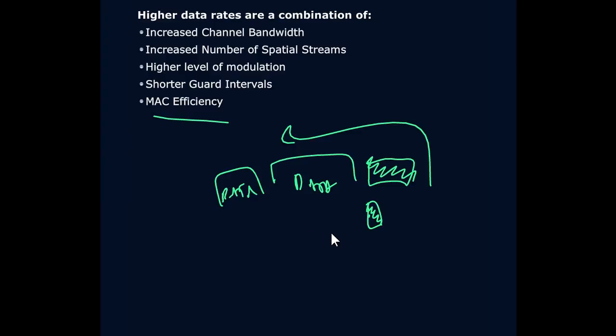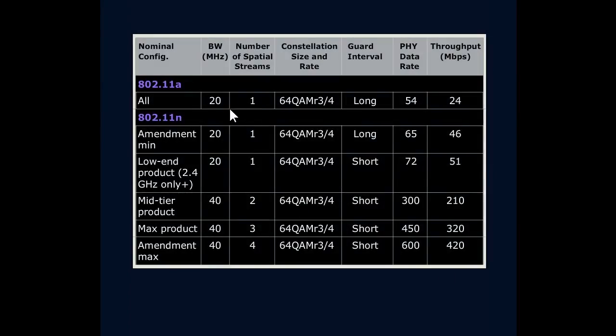So N and AC all use these technologies to greater and greater degrees as we move from N to AC wave 1 to AC wave 2, right? That's a continuum of improved operation. Let's take a look at it. So we go back to the original standard 802.11a, 20 megahertz, one stream, an old modulation rate, long guard interval, 54 megabits per second physically, and only 24 of throughput. Half of our signal is essentially lost just to overhead.